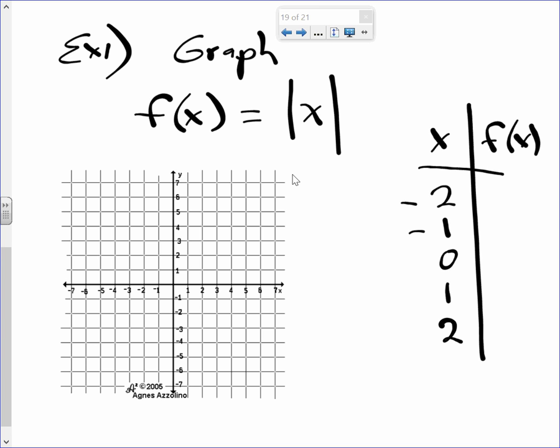Let's go -2, -1, 0, 1, and 2. I'm sorry, Gonzalez. So let's go ahead and put these 5 values here. Negative 2, negative 1, 0, 1, and 2.